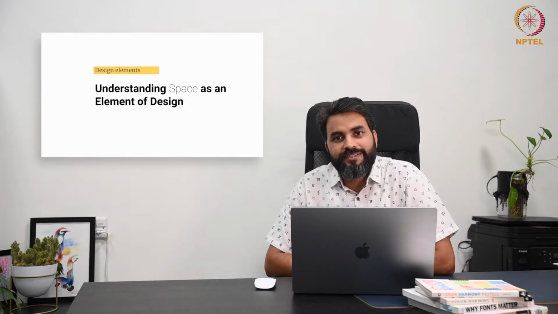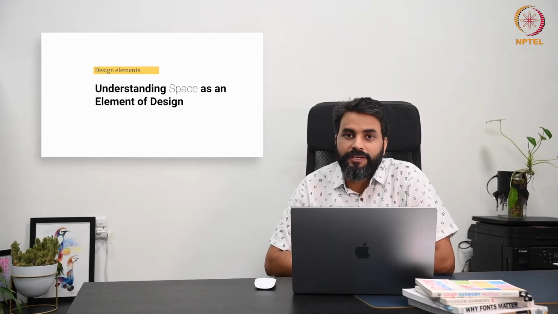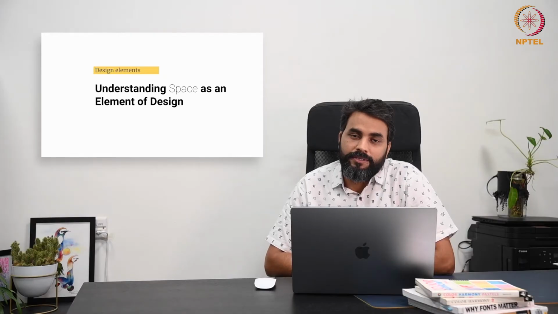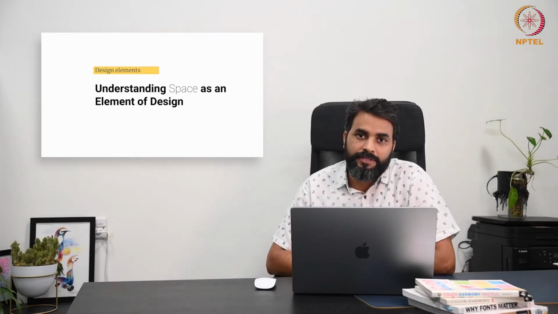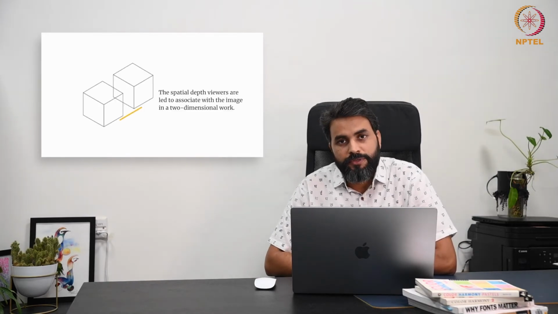Till now we have discussed line, shape and form as elements of design and tried to understand their role in graphic design. Today we are going to understand space, which is the fourth element.